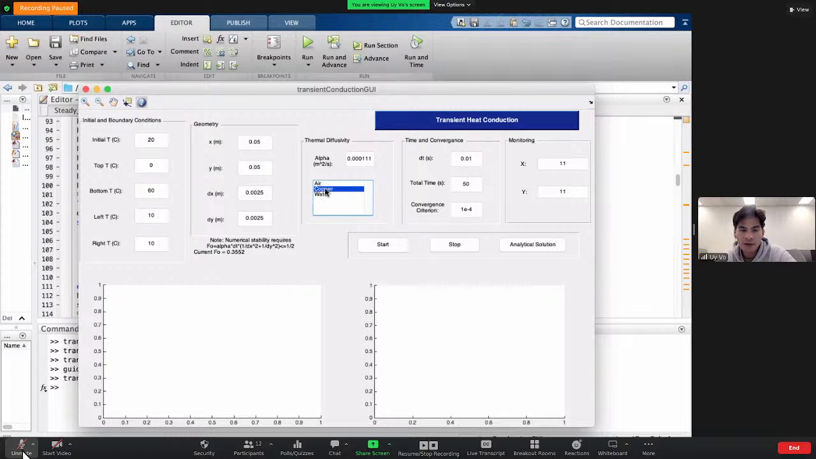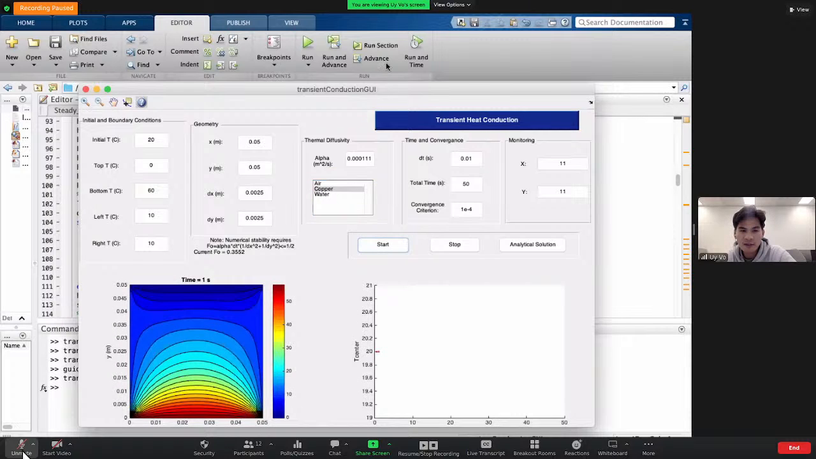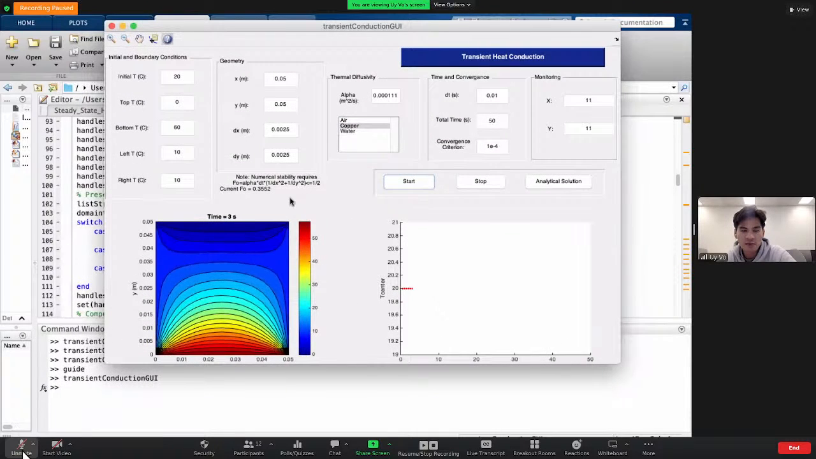For example, here we have copper. DT is 0.01, and the total time is 50 seconds, and the convergence criterion here is 10 power minus 4. And so I will start the app to see how the temperature will change with time. Let's start again.